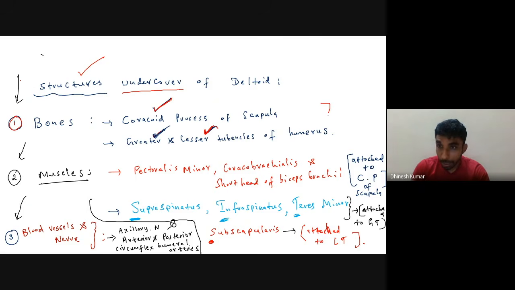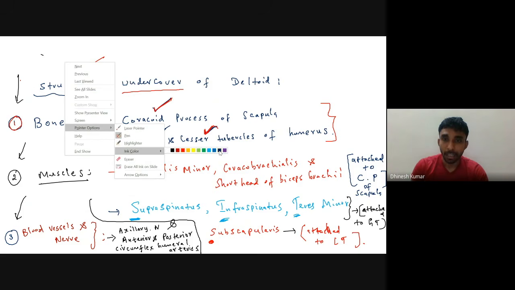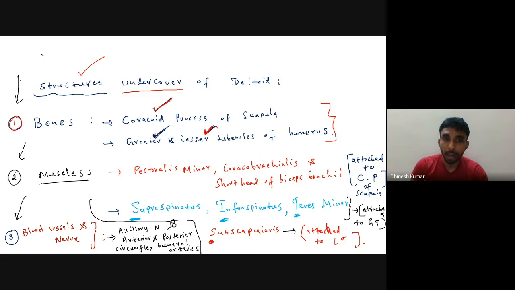Okay, these are the important bony landmarks which are under cover of deltoid muscle: coracoid process of scapula, greater and the lesser tubercles of humerus bone. Whatever muscles are attached to these bony landmarks will obviously be under cover of deltoid. I hope you know the three muscles attached to the coracoid process of scapula. What are they? Yes, pectoralis minor, coracobrachialis, and short head of biceps brachii.